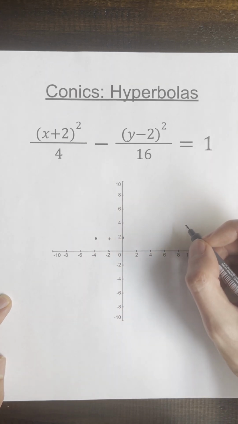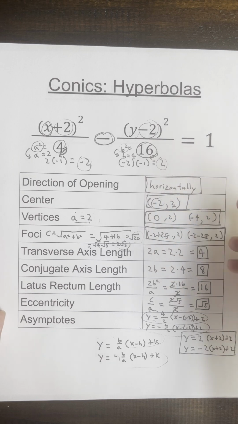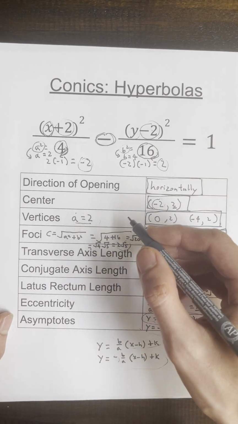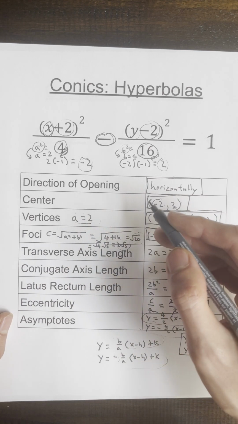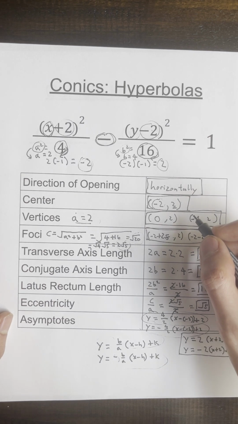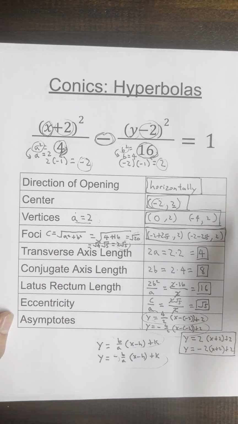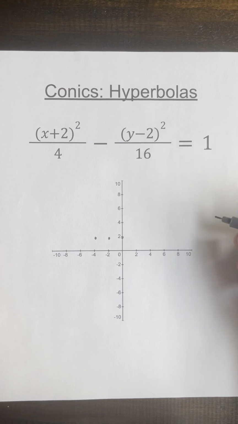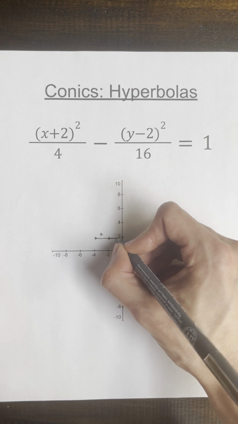Okay. And since this graph opened horizontally, we moved A units to the right and A units to the left of the center to find the vertices. So graphically, what does this look like? I moved A units this way and A units this way.